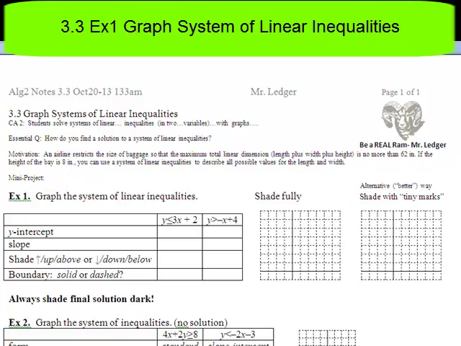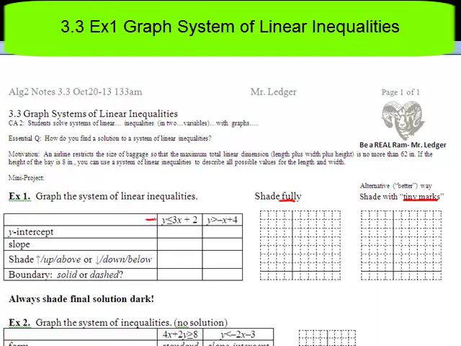This is 3.3 graphing systems of linear inequalities. So we're going to be doing some shading after we draw the line. Very good. Shading. I'm going to show you two ways to do this. I'm going to shade fully, and then a technique one of my students showed me several years ago.